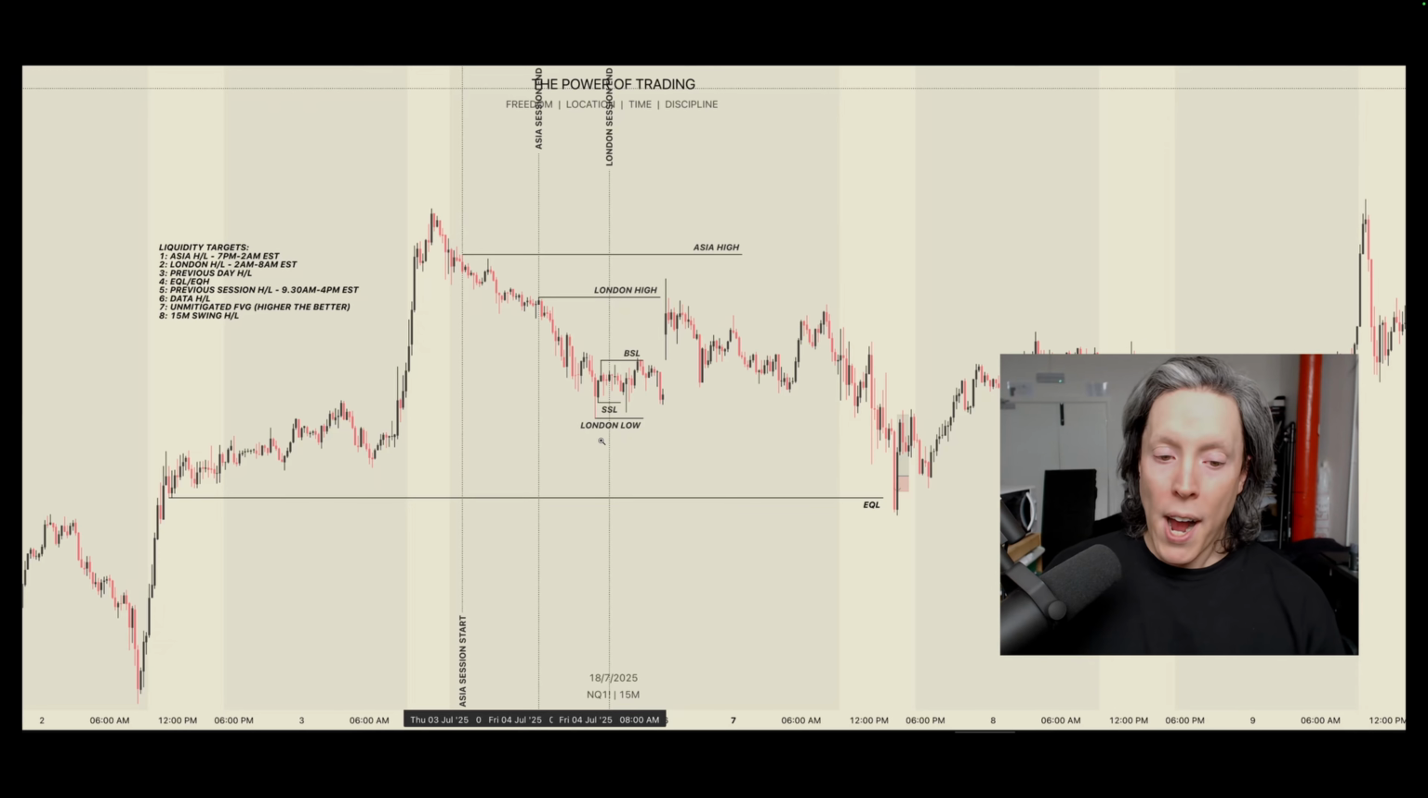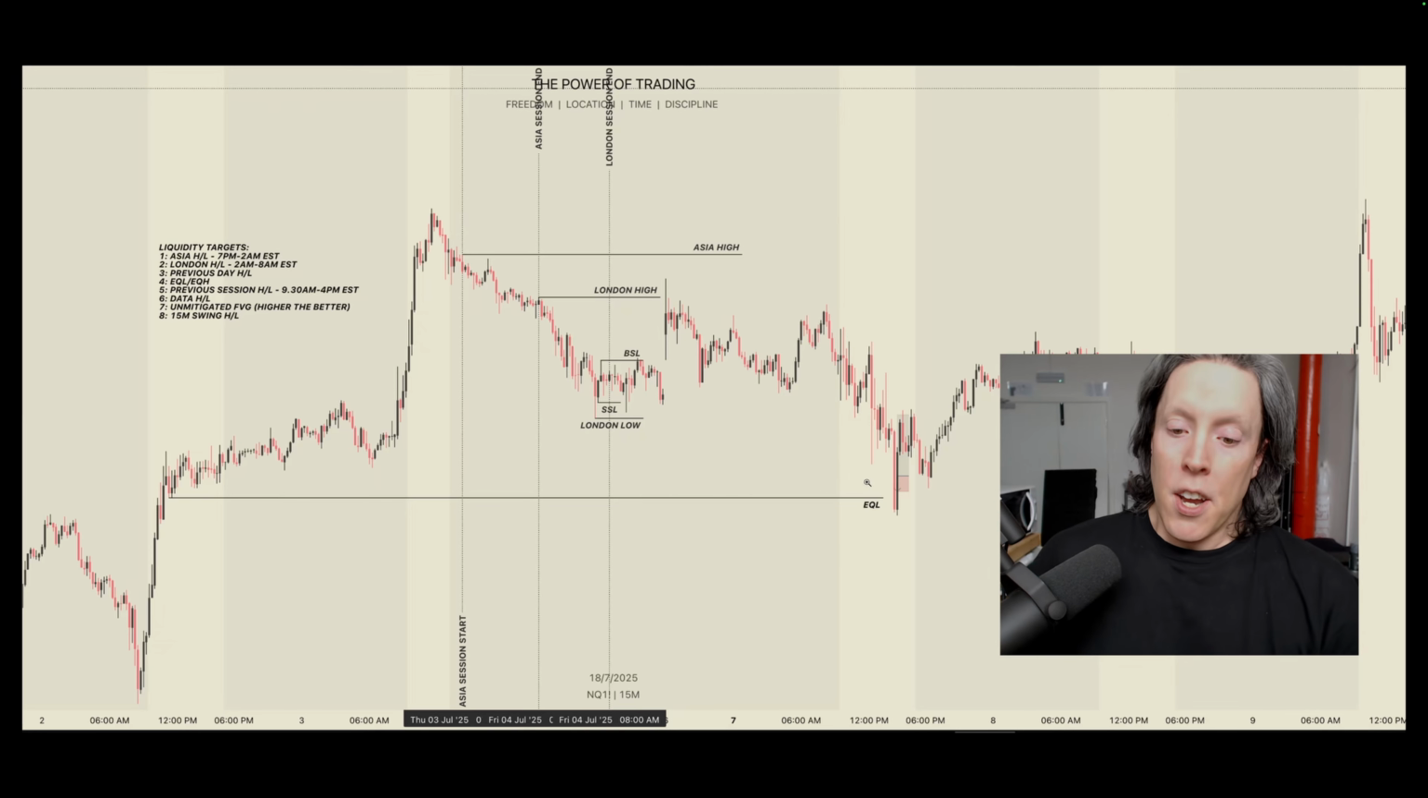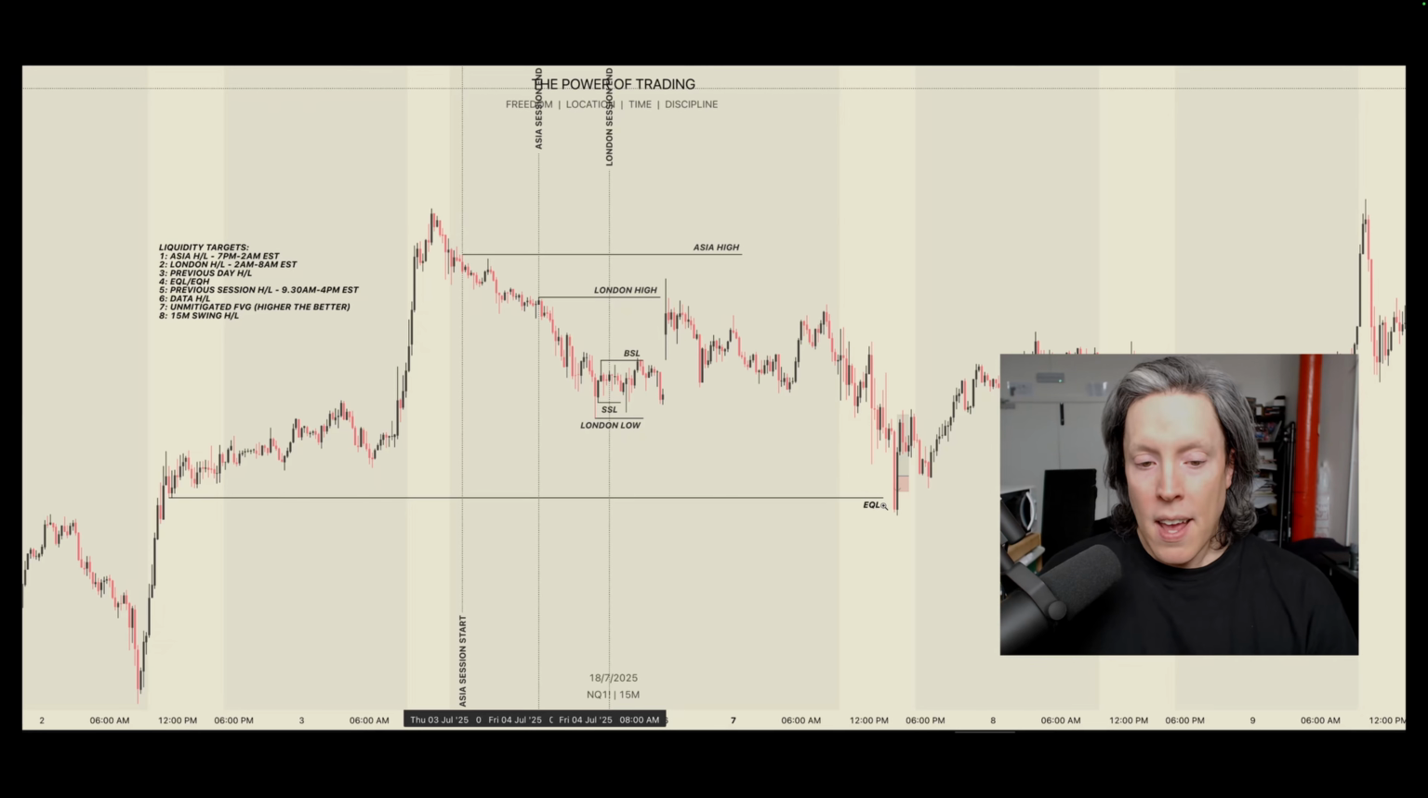And why it's going to go down is because of London low and equal lows. And you can see once the equal lows were finally taken, we had a sharp rejection back to the upside, which later on, around the 9th of July, took out Asia high.